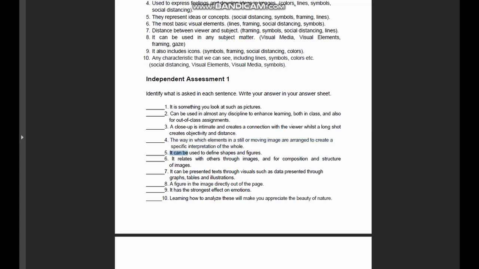Number 5, it can be used to define shapes and figures. Number 6, it relates with others through images and for composition and structure of images. 7, it can present text through visuals such as data presented through graphs, tables, and illustrations.